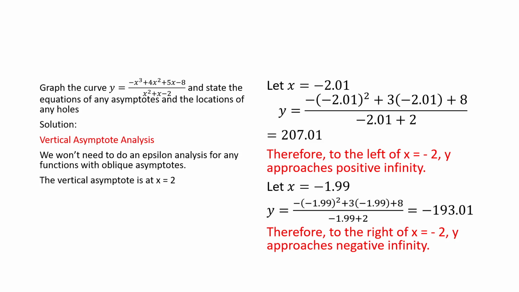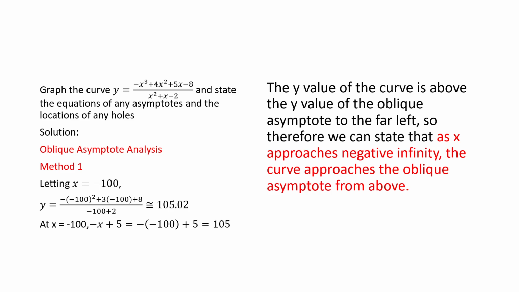All right, so now what we can do is our vertical asymptote analysis. When we let x equal a number slightly to the left of the vertical asymptote, we get a significantly positive y value, telling us that to the left of x equals -2, y approaches positive infinity. But when we let x be slightly to the right of the vertical asymptote, we get a significant negative value, telling us that to the right of x equals -2, y is approaching negative infinity.